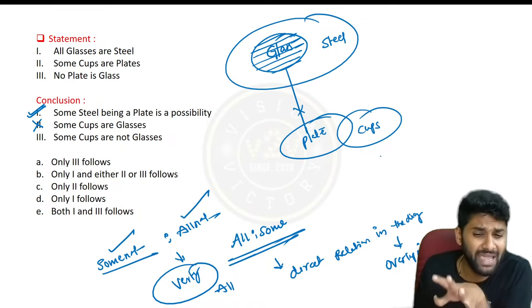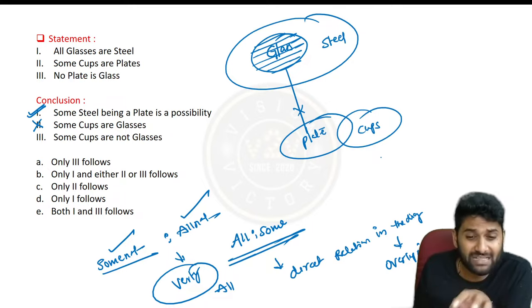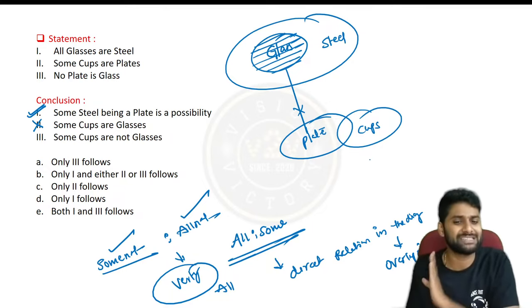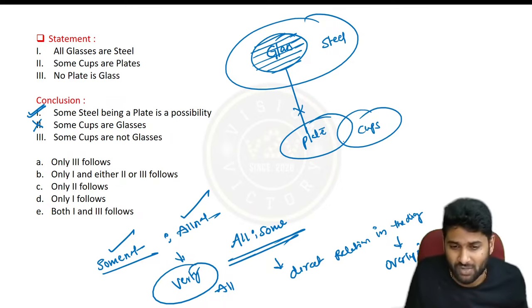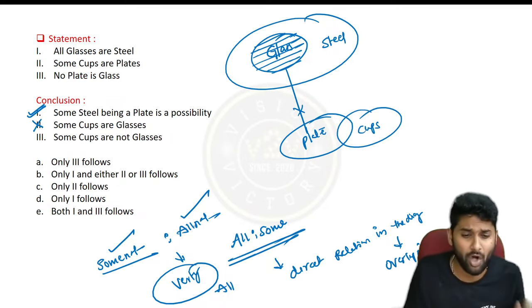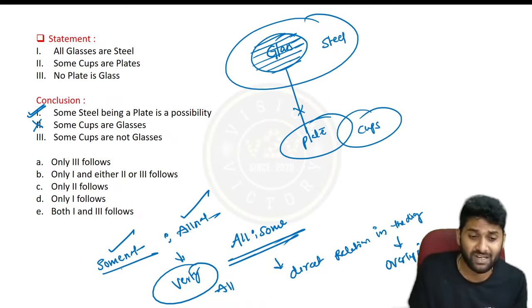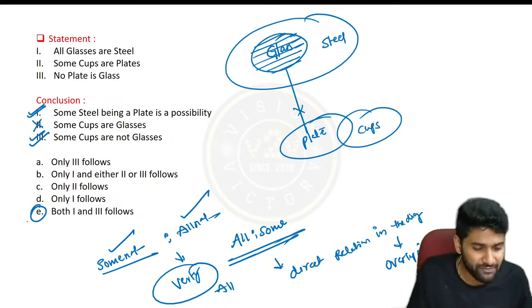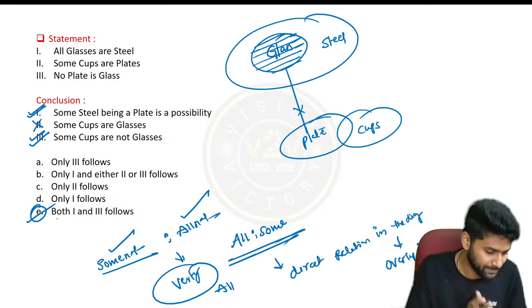We cannot assume any parameters other than steel into the glass. You cannot assume plate into the glass. You cannot assume cup into the glass. Why? Because glass belongs to the steel only. That's why we cannot assume all cups are glasses. If all cups are not glasses, definitely some cups are not glasses. It's always a valid one. Both conclusion 1 and 3 follow. Choose your option as E.